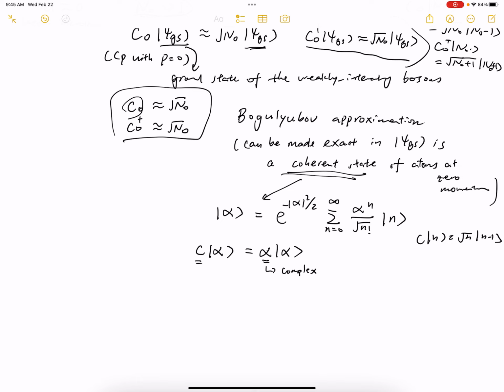This state has very nice properties. I don't have time to talk about it. For example, these alpha states also make a basis of the Hilbert space, but the basis is overcomplete.